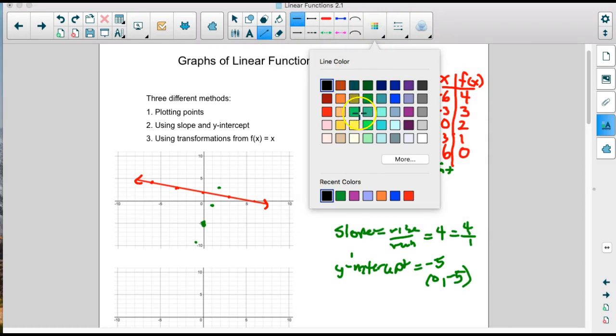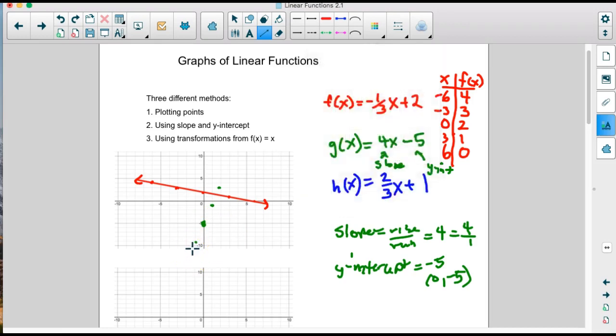Let's draw the line through these points. Okay, and then we would add arrows to our line. So that's how we would use the slope and the y-intercept. We find that from the equation. We start at the y-intercept and plot the slope as a ratio.